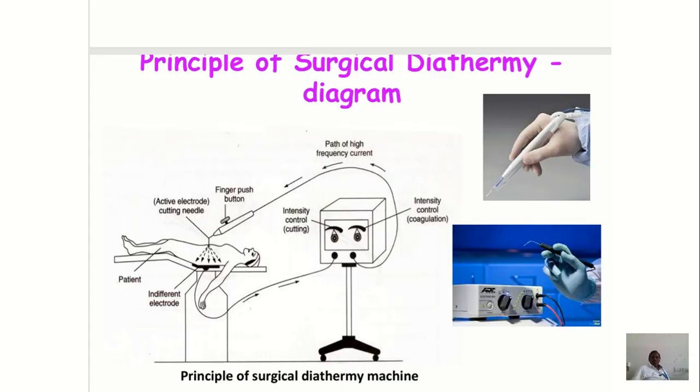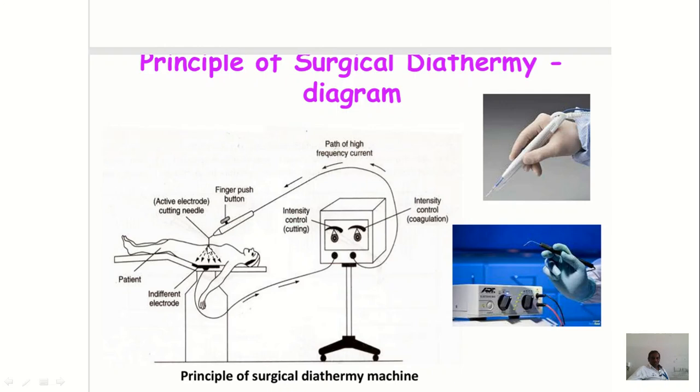Before that, we can go for the principles of surgical diathermy. This diagram explains simply the principles of surgical diathermy. This is a diathermy equipment which produces the high frequency current. This high frequency current, we have positive and negative ports, terminals. From the positive terminal, the wire is connected to the electrode.